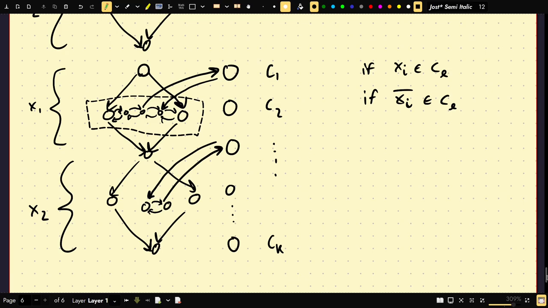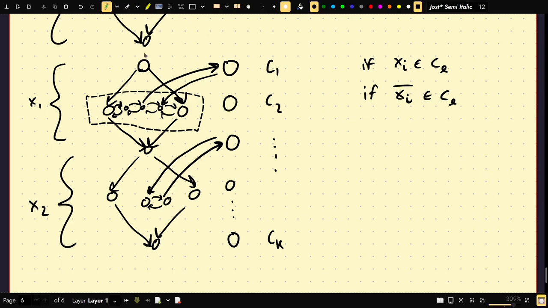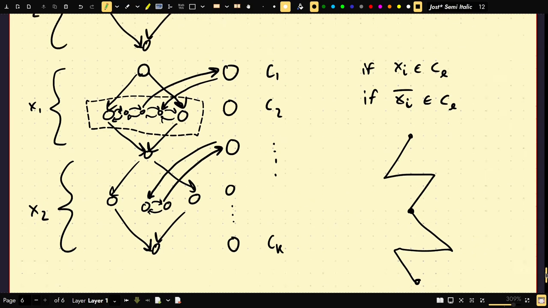So now, here's the Hamiltonian path. This is the start vertex. You're going to go through the diamonds all the way to the bottom, through the middle. So your path is going to look like da da da, and that's one diamond. Or it could go the other way, da da da, that's the second diamond. And then you're going to take the clauses as you see them. That's essentially it.